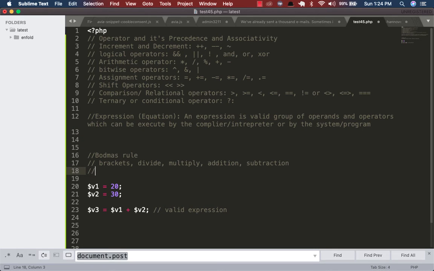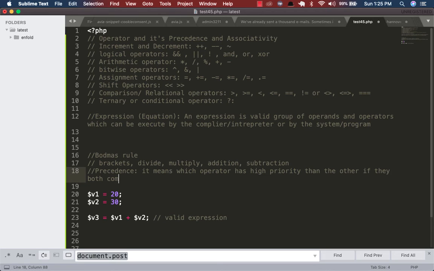So if I talk about precedence, it means which operator has higher priority than the other if they both come into the same expression.